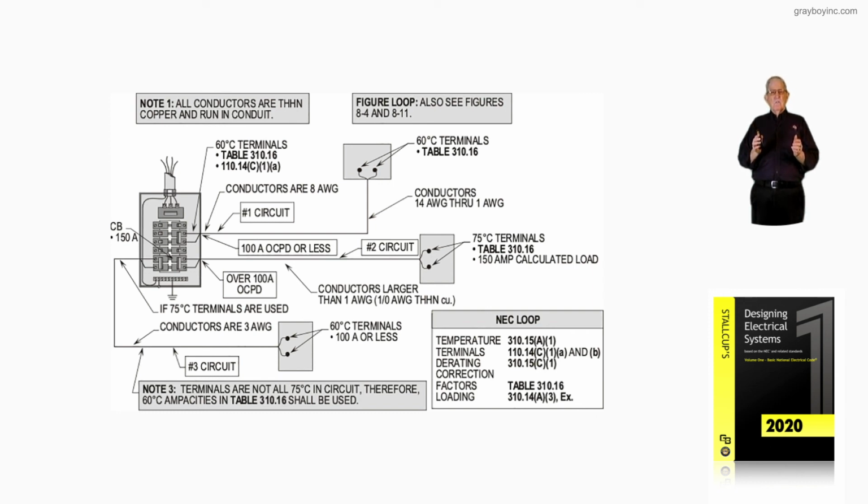So this is just a warning for you to remember these terminal ratings at 100 amps or less, or over 100 amps, with the NEC loop giving you these particular sections in accordance with the particular section that regulates correction factors, adjustment factors, loading, whatever it may be. And that's what our figure 14-15 B1 is illustrating.